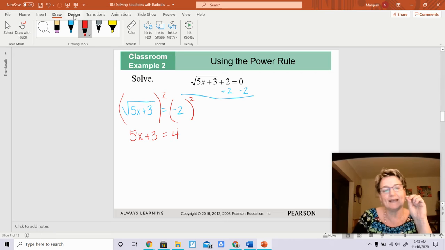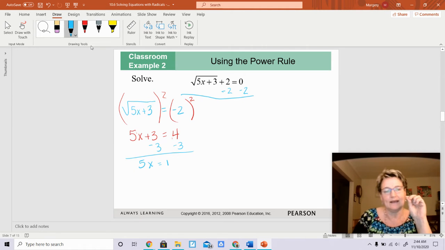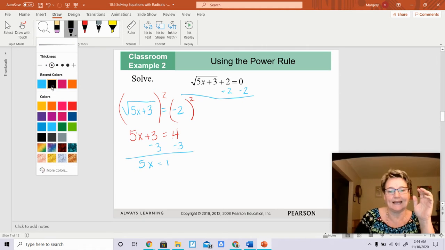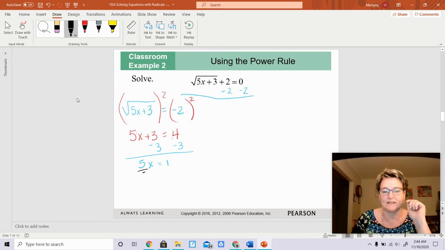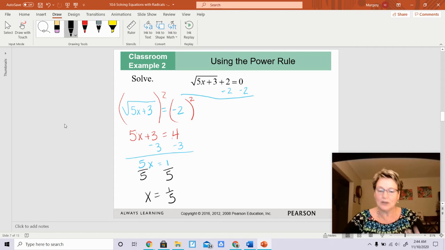Now my goal is to get 5x by itself. So I'm going to minus 3 from both sides. And I get 5x equals 1. Now once again, I need to get x by itself. So I'm going to divide both sides by 5. And x is equal to 1/5. And there you go. That's it for that one. You can always check your answers, but we don't need to.